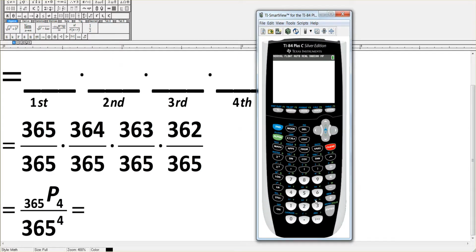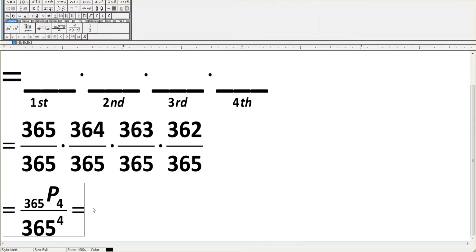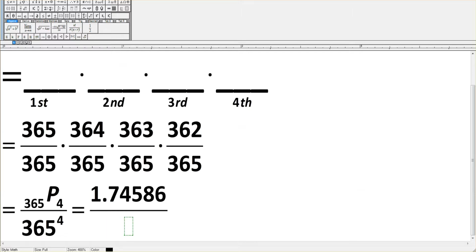Now, just for fun here, I'm going to type 365 times 364 times 363 times 362. So with 4 of them, it's not that hard to type, but if you had like, I don't know, 10 of them, you might prefer the little permutation method, which I'll show you in a second. So that's the numerator. It's 1.74586E10, right? And some change.